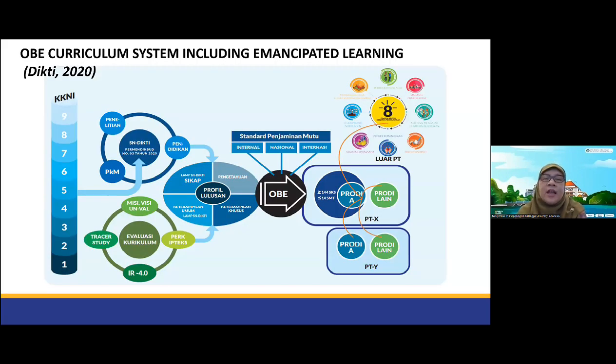So for the students in our government, we have the decree of our Ministry of Education, Culture, Research and Technology. This OBE, outcome-based education, is now very important. It makes the students have many learning experiences beyond the campus.